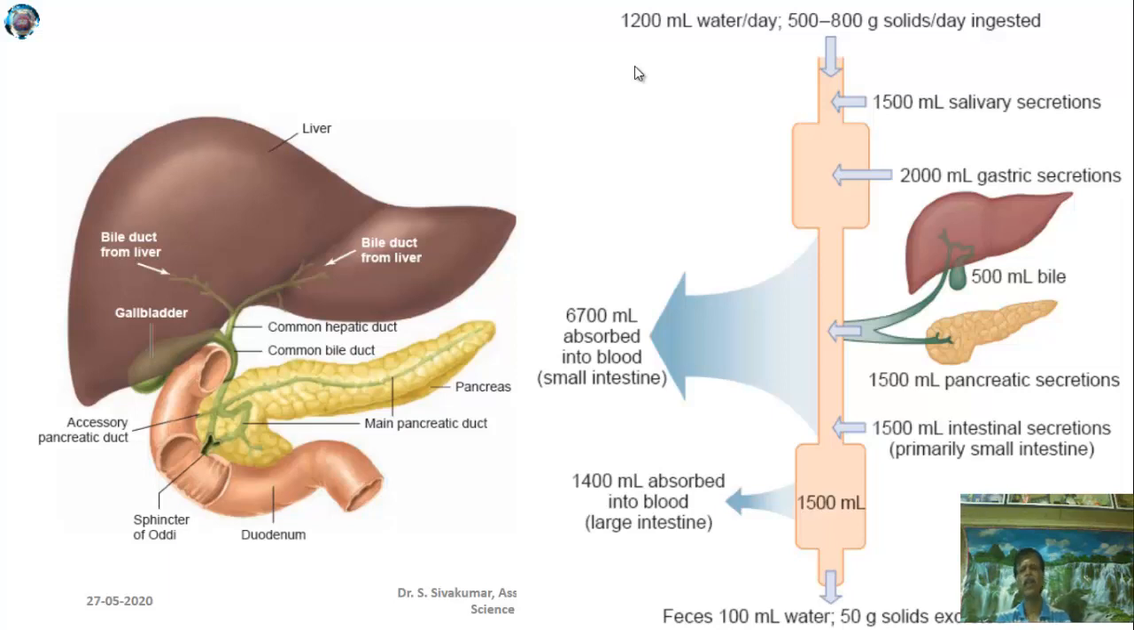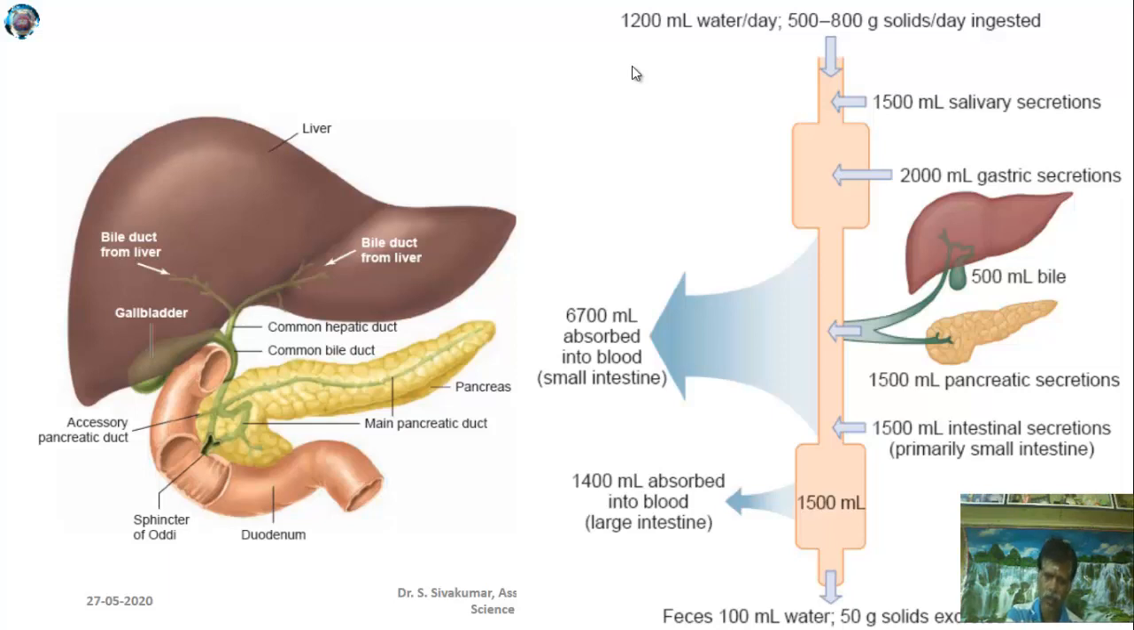Apart from that, you can see that 1500 ml of salivary secretions enter our digestive tract, 2000 ml of gastric secretion comes to the digestive tract, 500 ml of bile, 1500 ml of pancreatic secretion, and 1500 ml of intestinal secretion comes to our digestive system. So if you calculate them, 1500, 2000 makes 3500, bile makes 4000, pancreas makes 5500, and intestine makes 7000 ml of fluid coming from the body into the digestive system.